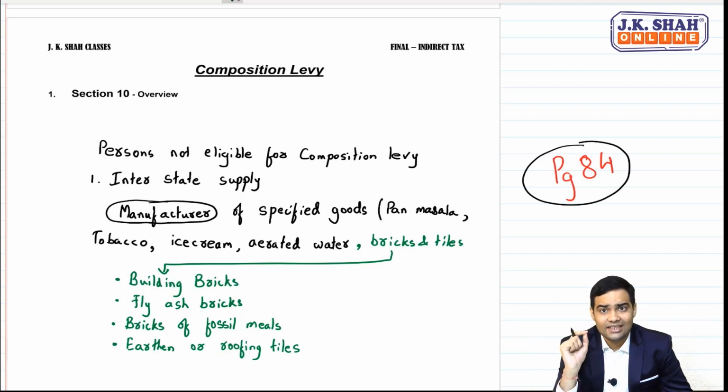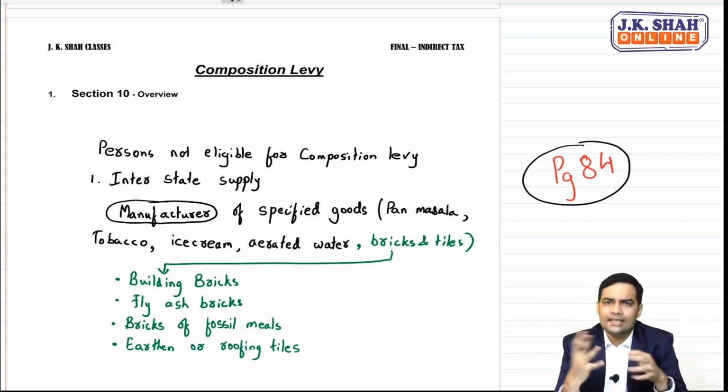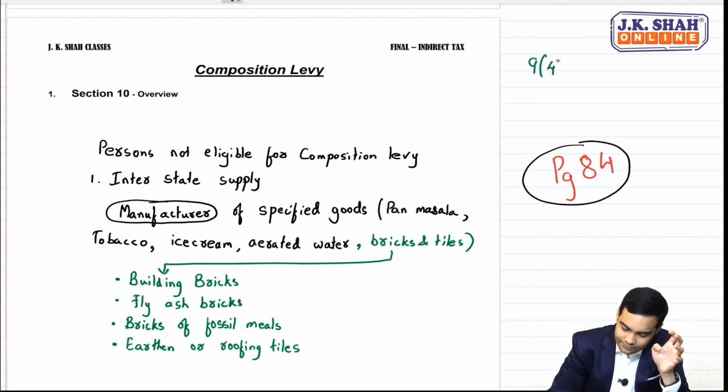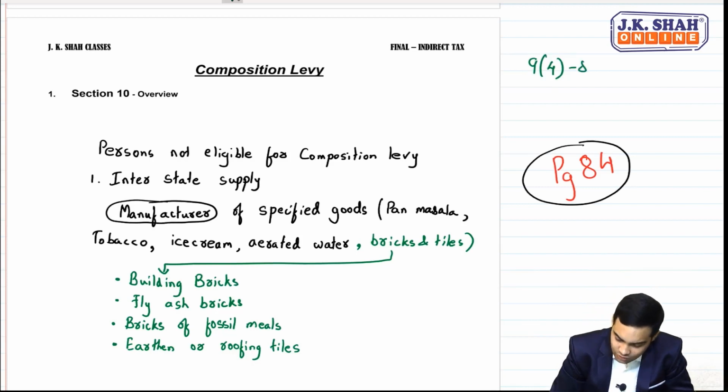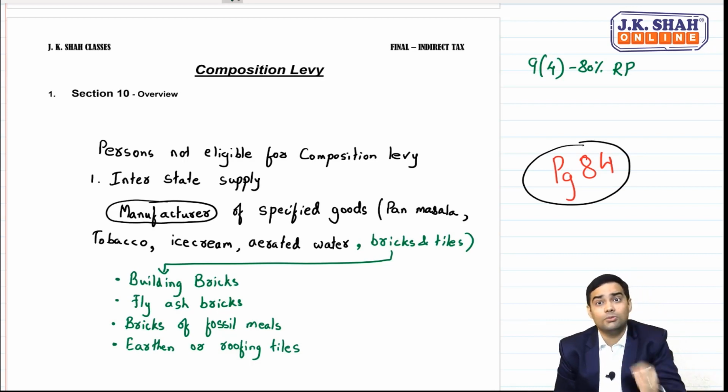So a manufacturer of bricks and tiles will not be able to take composition scheme. This has been denied by government. Now, the basic reason behind this, which we in the industry can see, is builders were purchasing bricks from manufacturers, and those manufacturers were taking composition scheme benefit. Sir, how does it get an advantage? If you recall, builders under 9.4, if they don't purchase 80% of their purchases from registered persons, and cement 100%, input and input services 80% to be purchased from registered person.